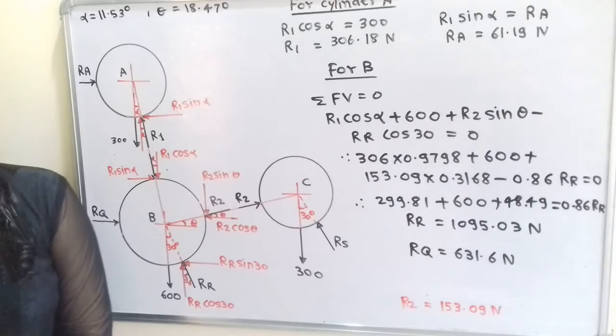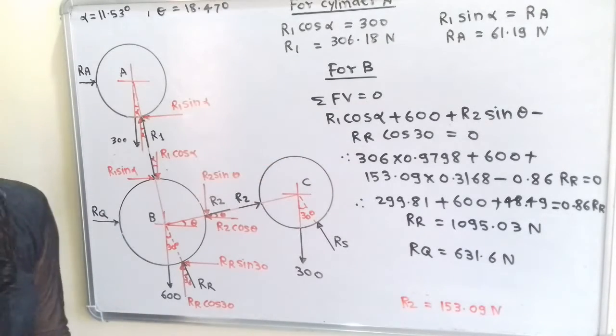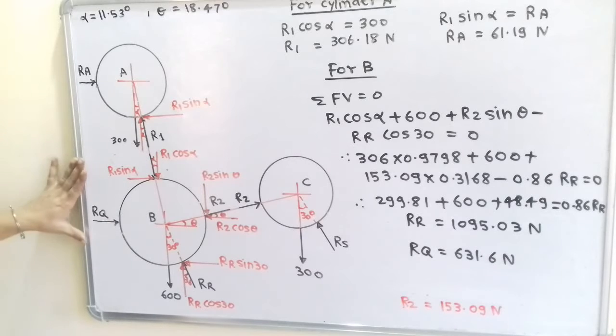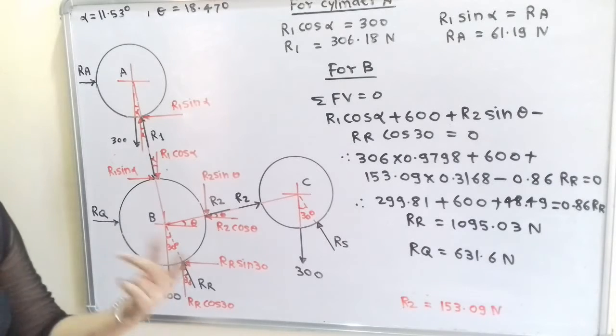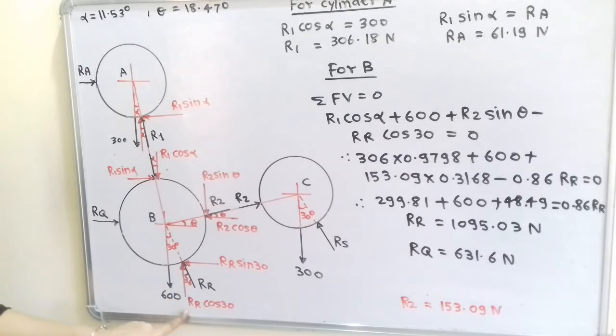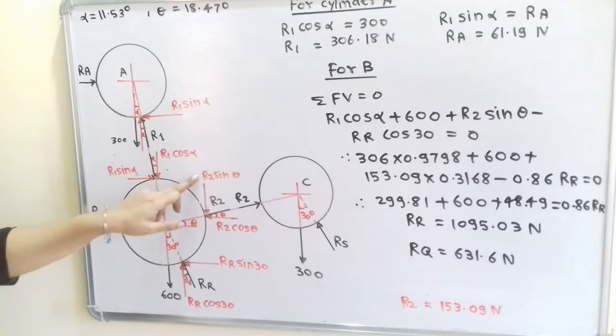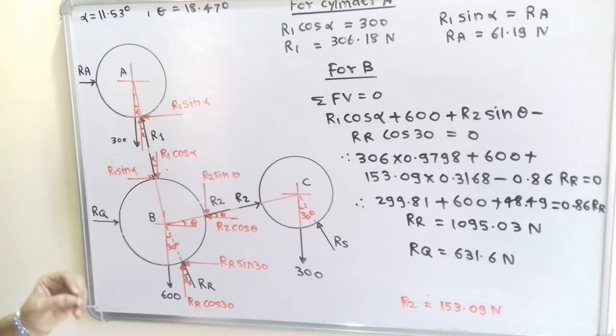Now we will refer to sphere B with the summation of all vertical forces equal to 0. So if we observe, here is R1 cos alpha. So this R1 cos alpha is in the downward direction and we will take the plus sign. So R1 cos alpha plus R2 sin theta plus 600. Now this RR cos 30 is upward, that is the opposite direction. So we will take minus RR cos 30 is equal to 0. Now the value of R1 is known, alpha is also known. And then the value of R2 is known and theta is also known. And cos of 30 is 0.86.